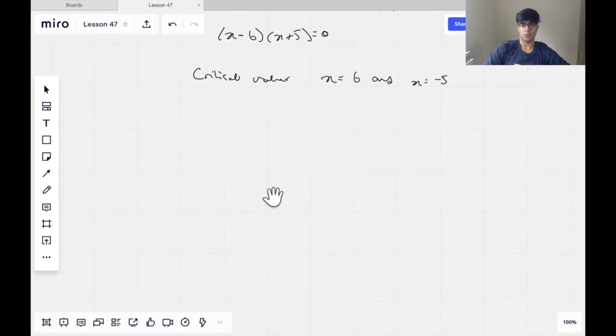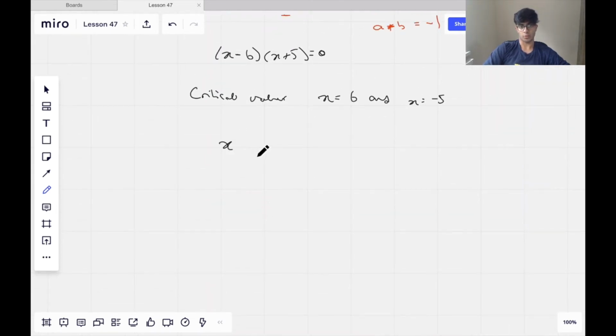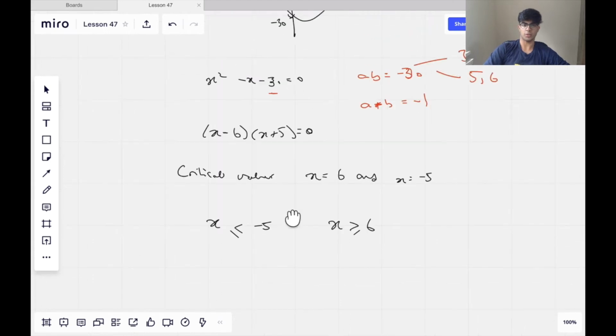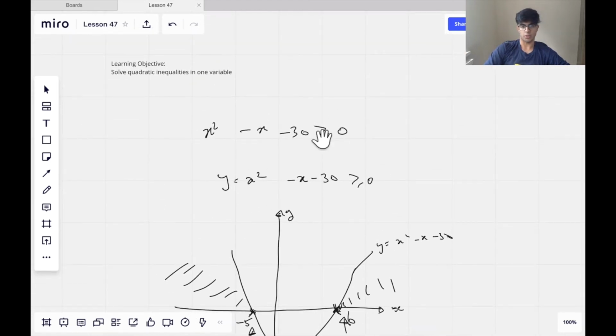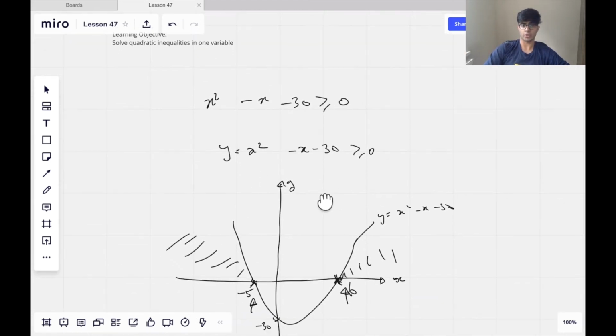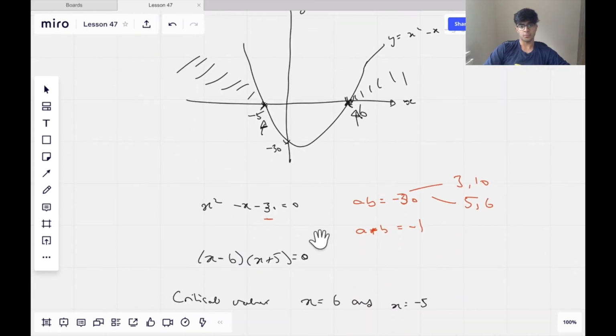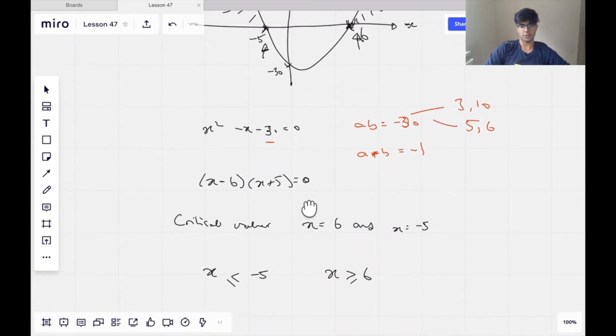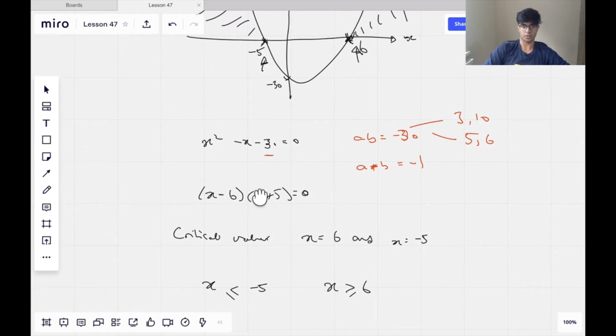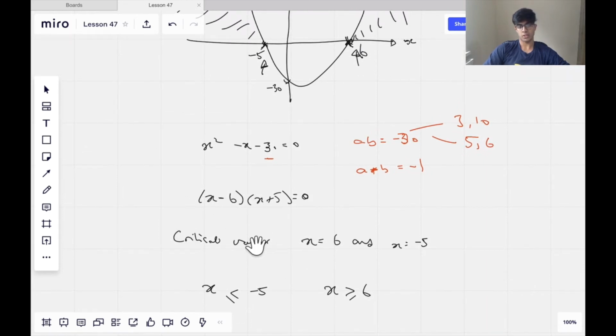So, looking at the graph above, x is less than or equal to minus 5, and x is greater than or equal to 6. It's greater than or equal to because we have a greater than or equal to sign here, and that's all there is to it. What's important is to follow this procedure of finding critical values instead of just picking a random number.